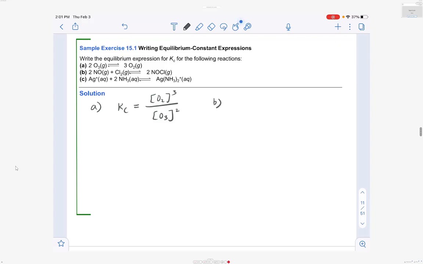For B, Kc is the product NaCl raised to the power equal to its coefficient, divided by the reactants, each raised to a power equal to its coefficient. So it's going to be this.